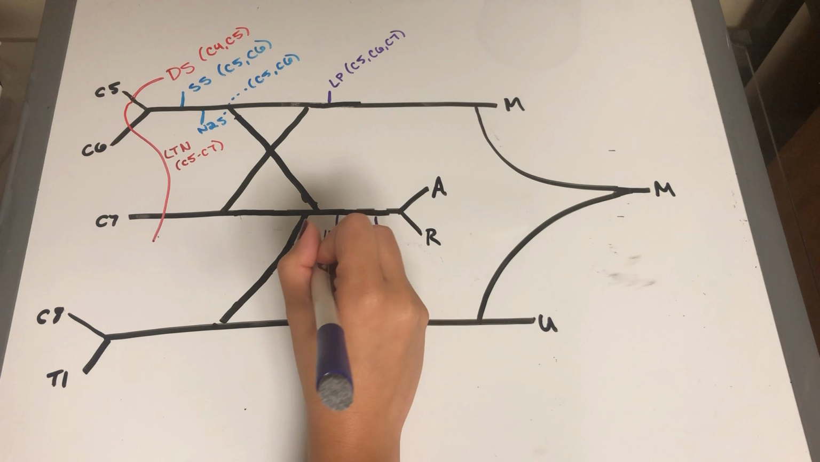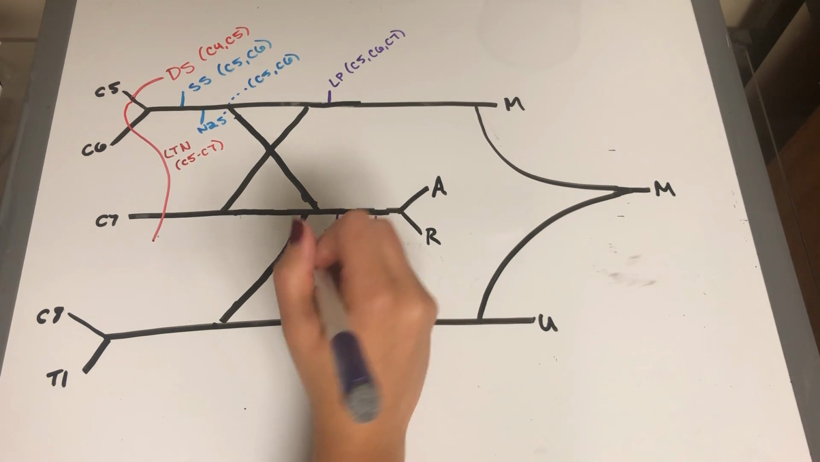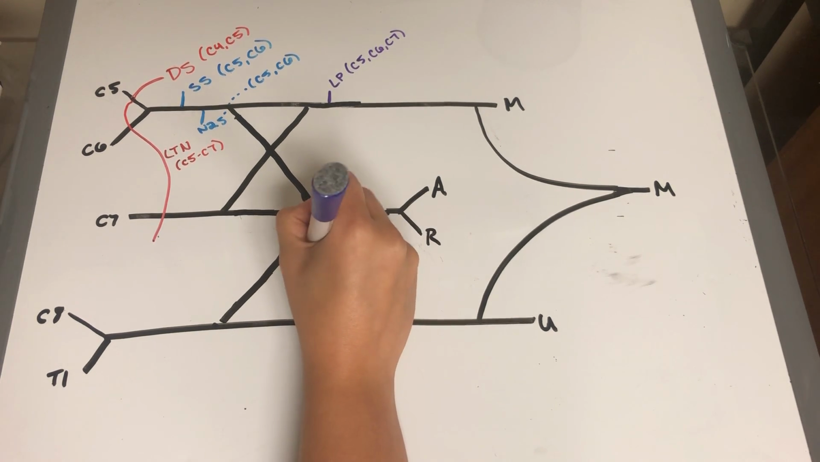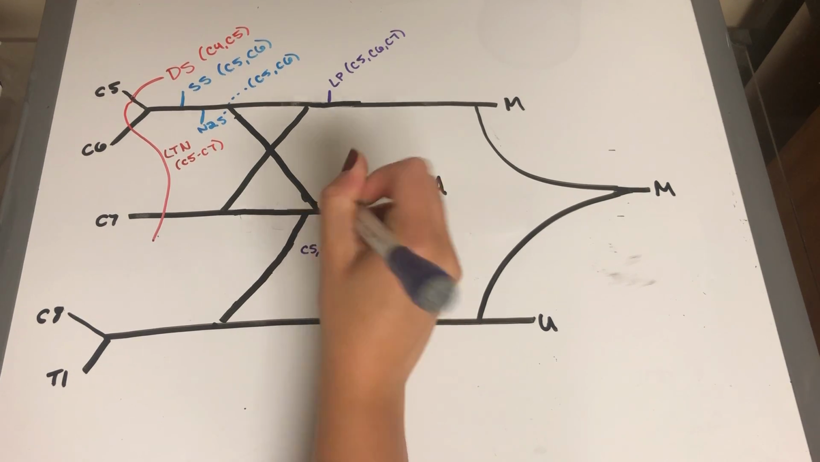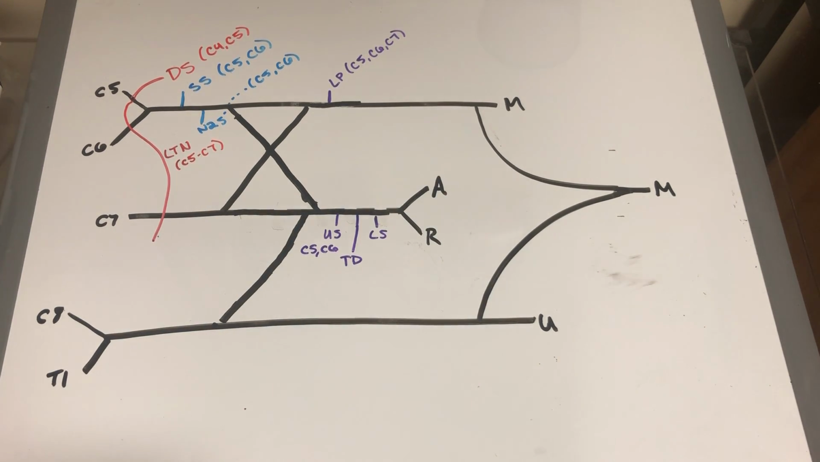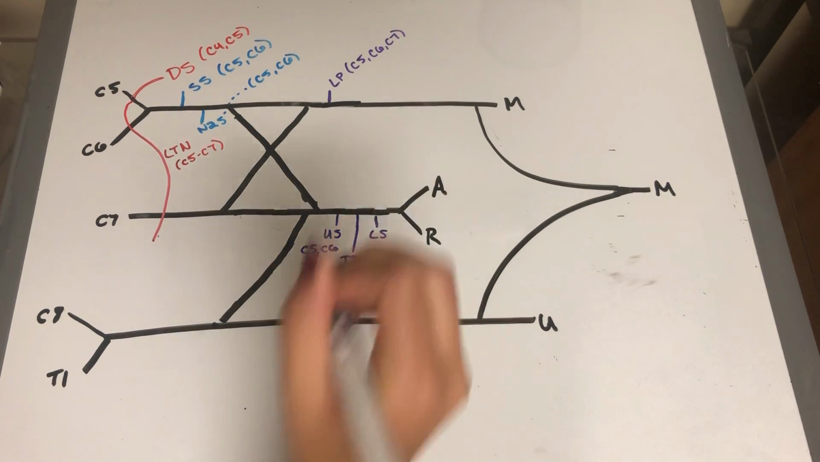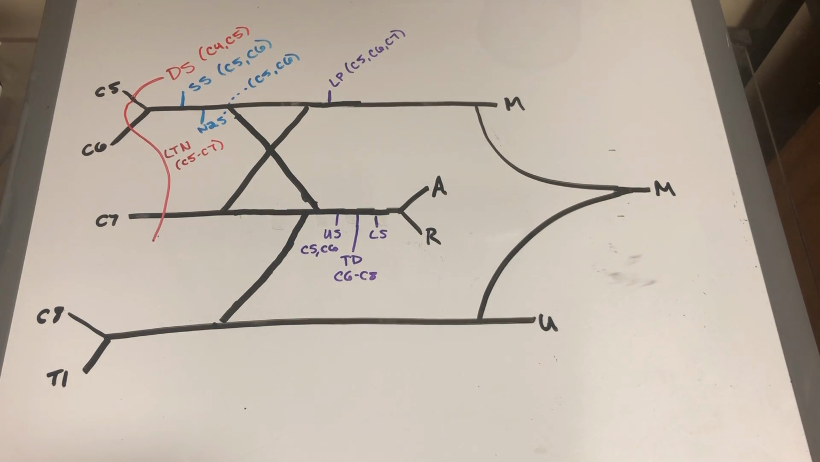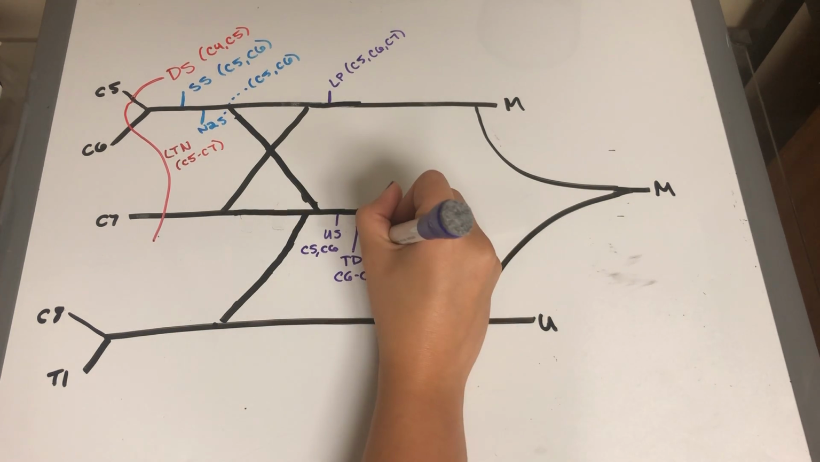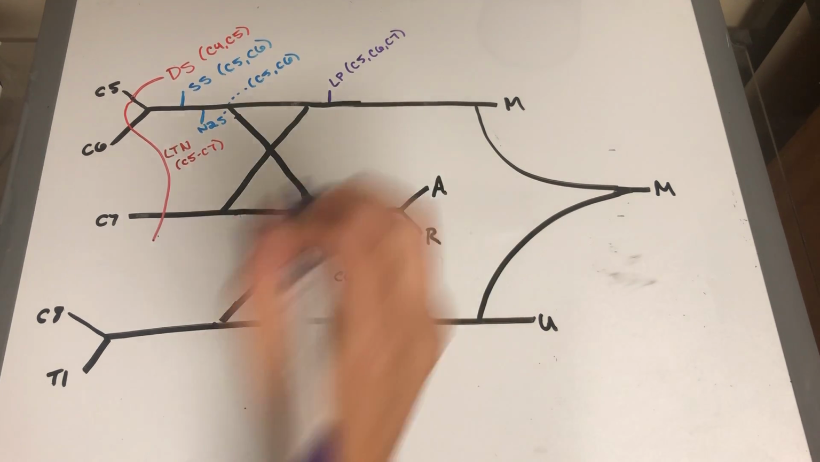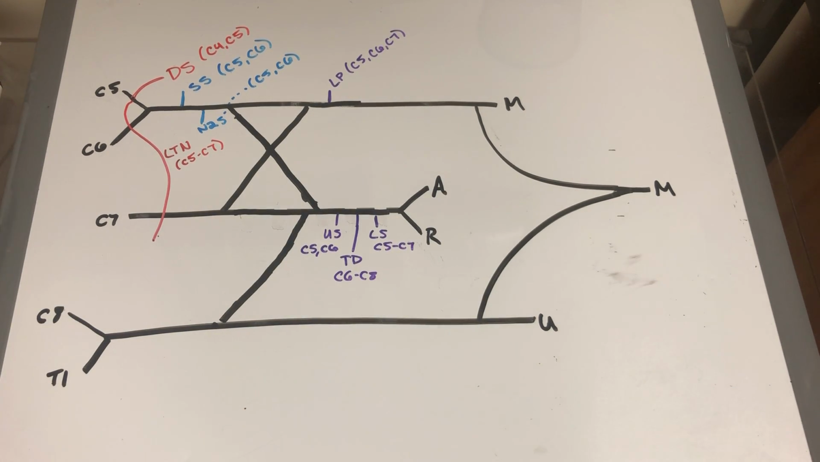And so the upper subscapular nerve comes from C5 and C6. The thoracodorsal nerve comes through C6 through C8. And then our lower subscapular nerve comes from C5, C6, and C7. So C5 through C7. So those are our three nerves there.